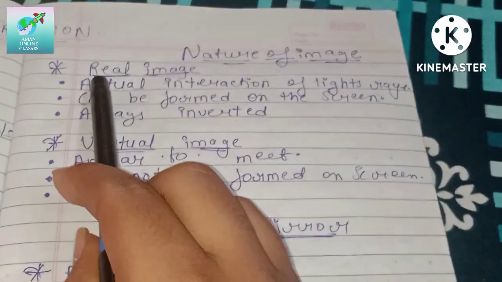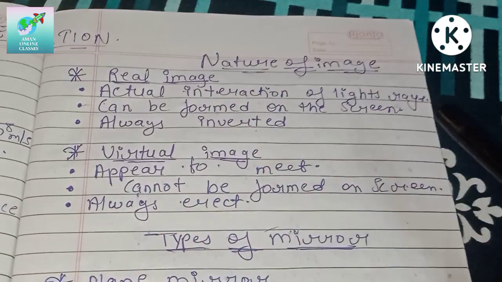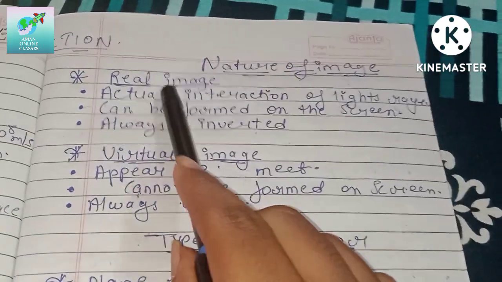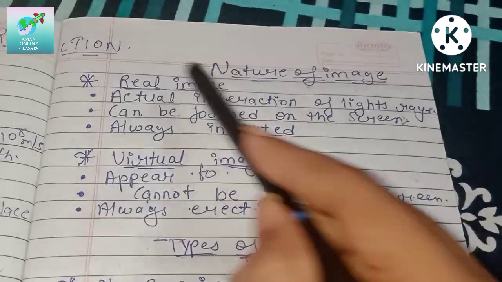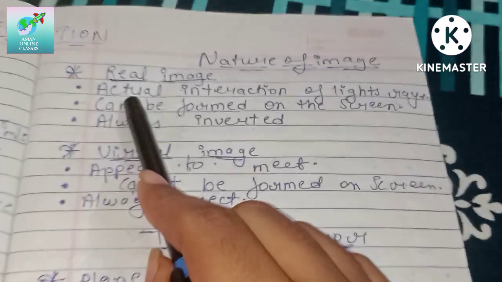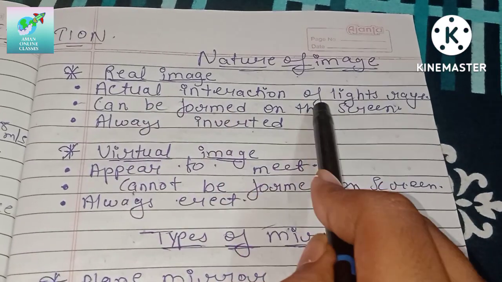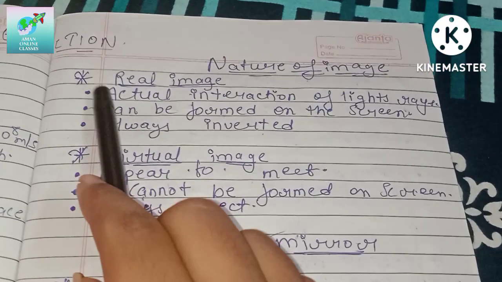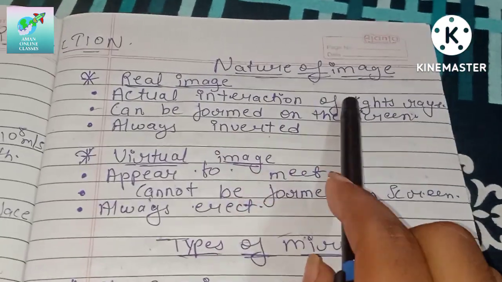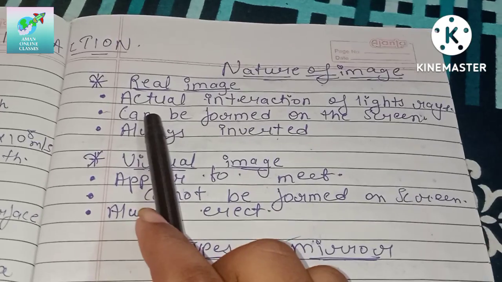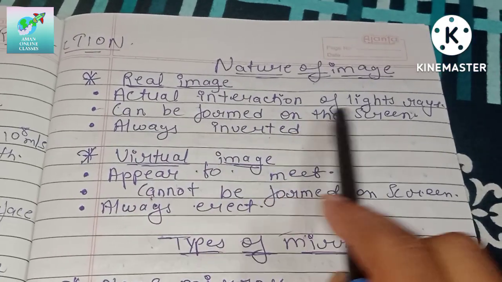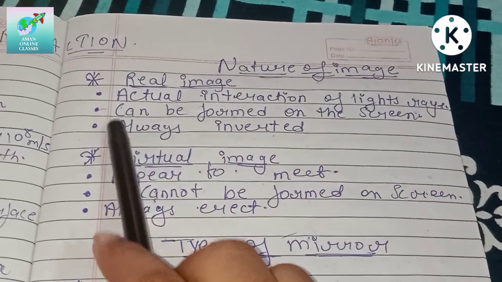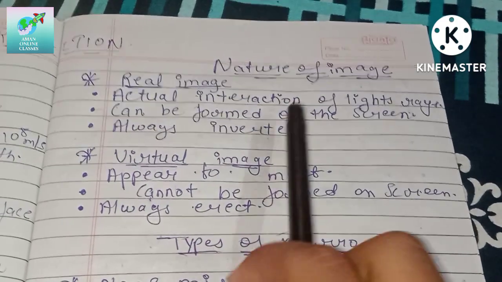Nature of image. There are two types of nature of image: one is real and another is virtual. Real image: point number 1, actual intersection of light rays. Point number 2, can be formed on the screen. Point number 3, always inverted.